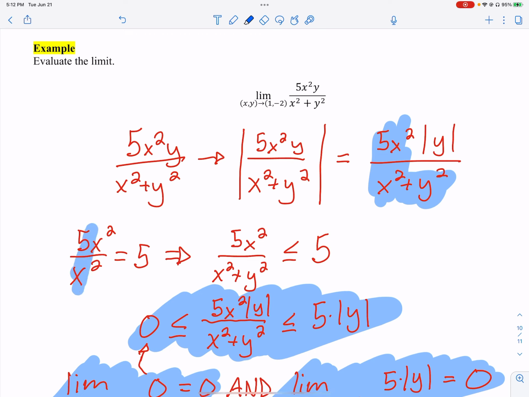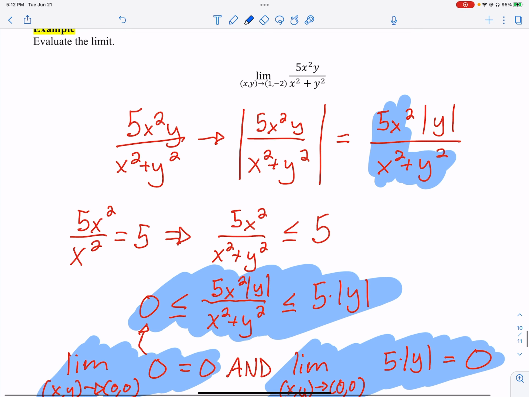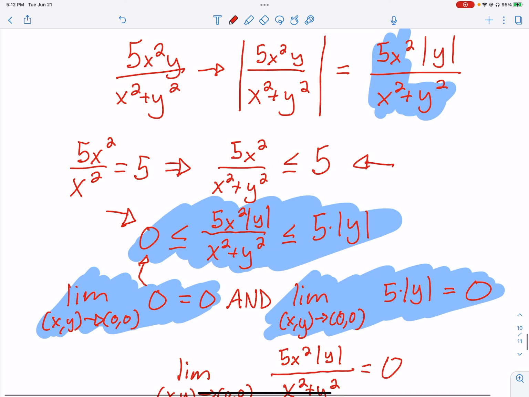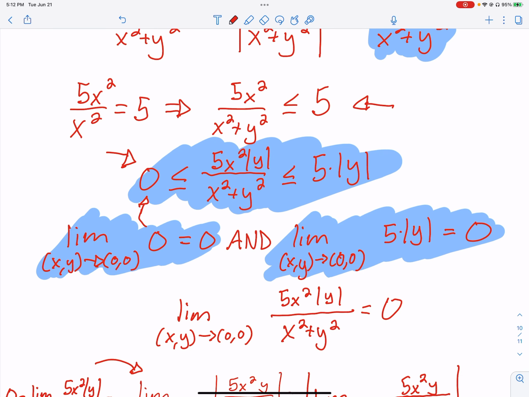Well, we started with this. Okay, I know that's 5. So if I add the y squared on the bottom, I know the whole thing has to be less than 5. That's the idea that kind of unlocked the problem for us. Now that I know that the absolute value of y is positive, I can multiply both sides and keep my inequality. That's how I created this super important inequality that shows that the middle part is definitely always positive or 0, and that the middle part is always less than 5 times the absolute value of y.